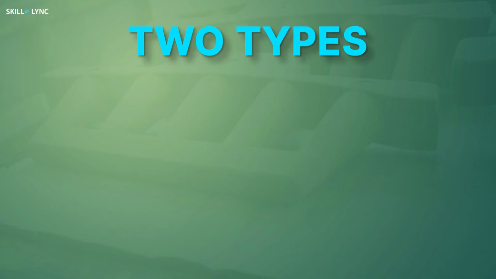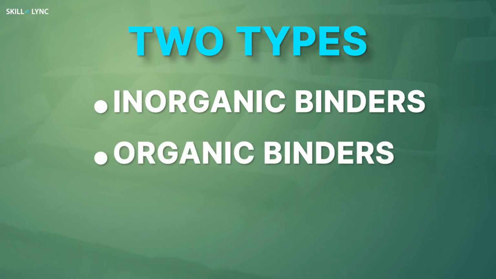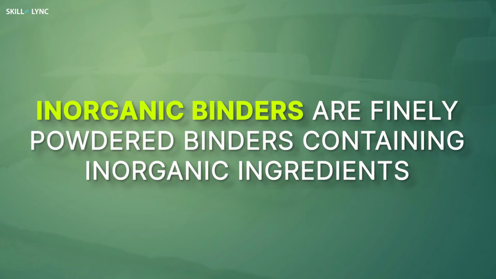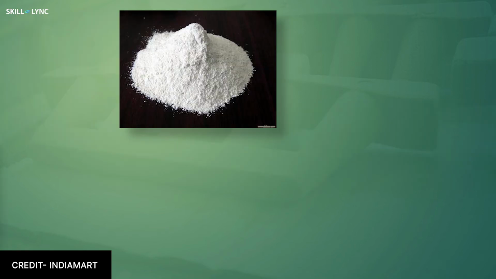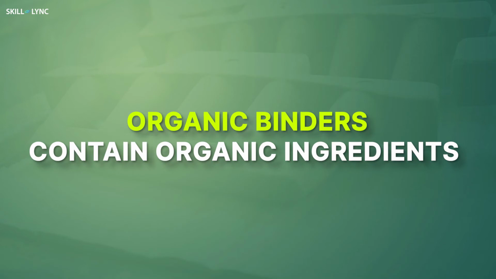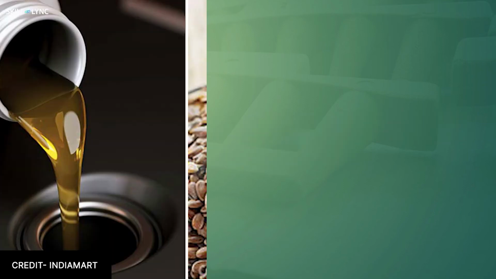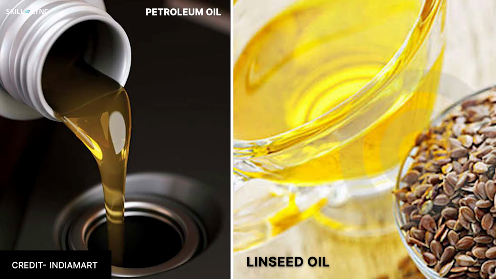Binders are classified into 2 categories, which are inorganic binders and organic binders. Inorganic binders are those binders which lack organic ingredients and are in the form of fine powders. Some of these binders are fire clay, silica powder, aluminum oxide, iron oxide, etc. On the other hand, organic binders contain organic ingredients. These binders provide good strength as they harden quite rapidly. Some examples of such binders are petroleum oil, linseed oil, corn oil, etc.